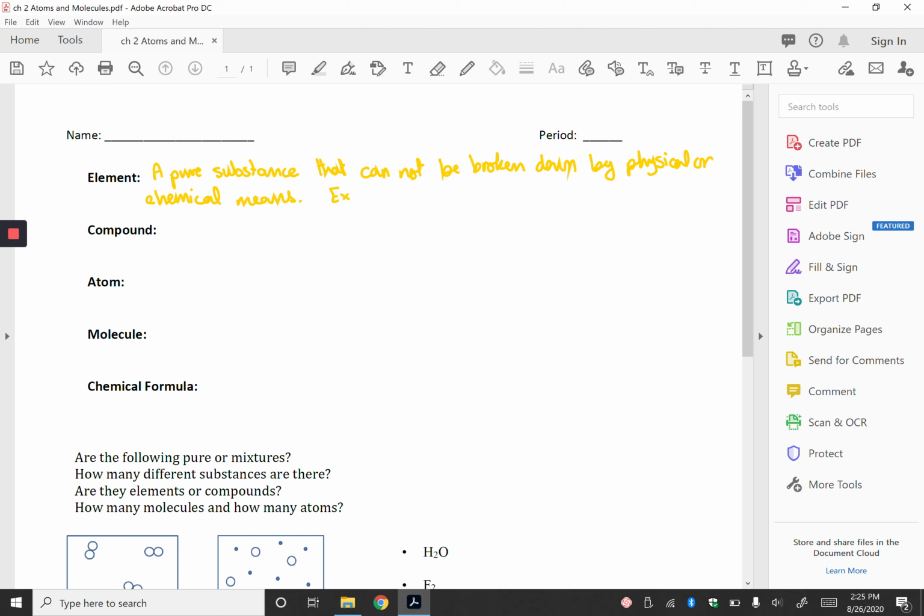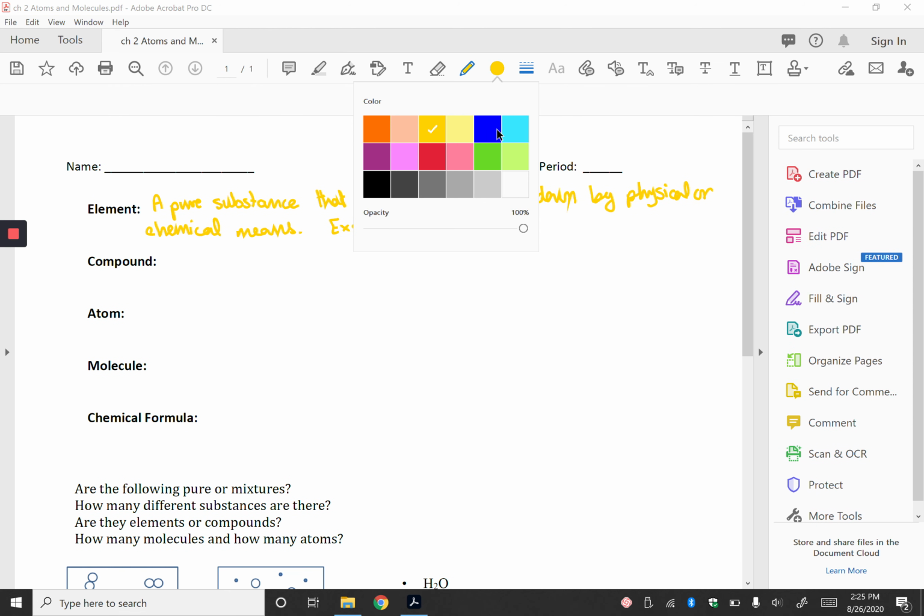Some examples of elements. We have 118 elements or so on the periodic table. So carbon, copper, gold, sodium, a lot.